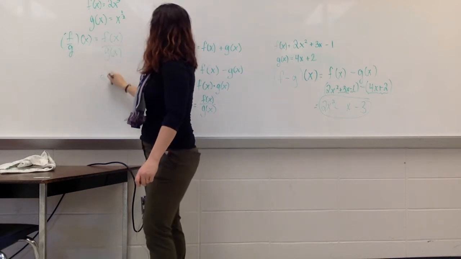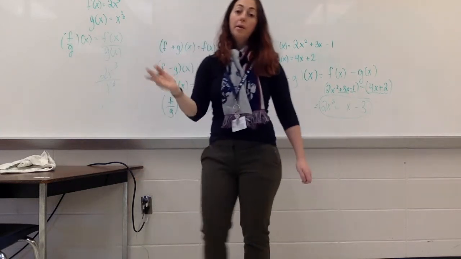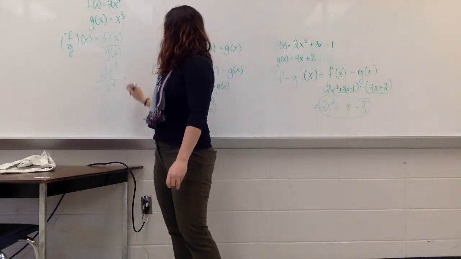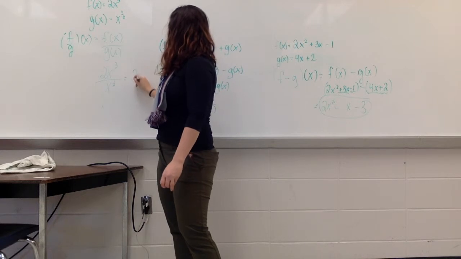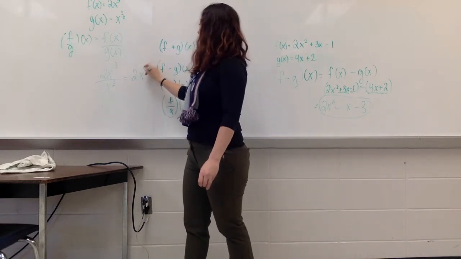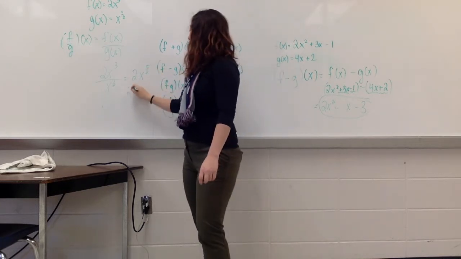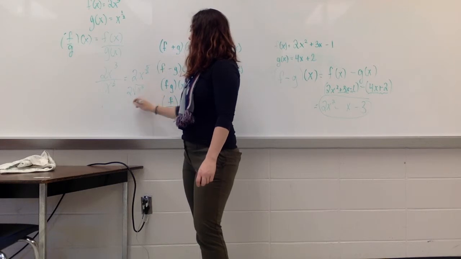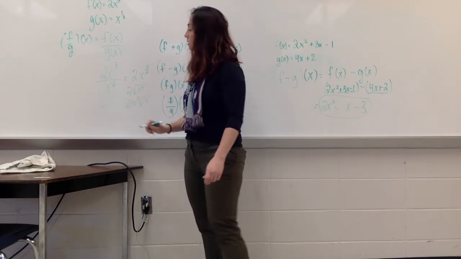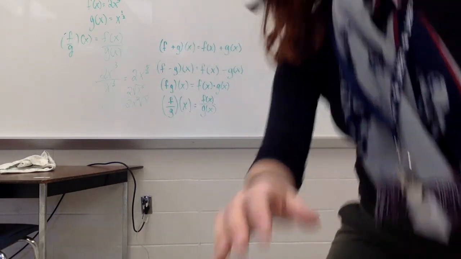So I'm doing 2x cubed divided by x to the 1/2. And now I want to think about what operation am I doing? I'm subtracting. So I have 2x to the 3 minus 1/2, which is 5/2. And then if I want to change that to radical form, square root of x to the 5th, which then becomes x squared, square root of x. All right, so those are 4 operations and different things that we'll be doing upcoming.